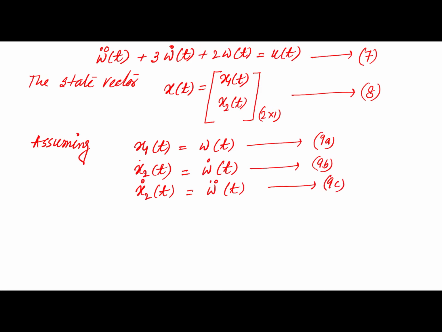Now replacing the value of omega dot and omega double dot in equation number 7, we get x2 dot plus 3x2 plus 2x1 equal to u.